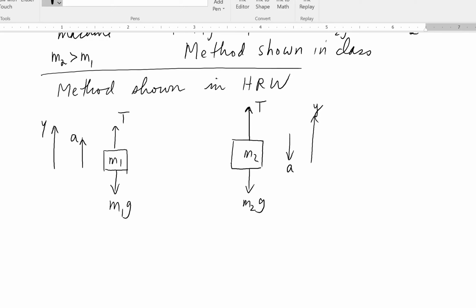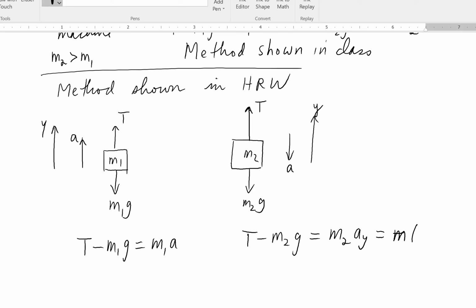So now what you have to do is write the equations. So on the left, you're going to get T minus M1g equals M1A. That's exactly the same as what we had before. But on the right, the situation is different. You're going to get T minus M2g equals M2 times the acceleration in the y direction. But because now the acceleration vector points down, you have to write the a_y as this. It's a minus A.